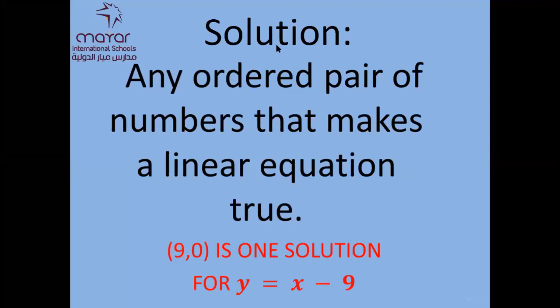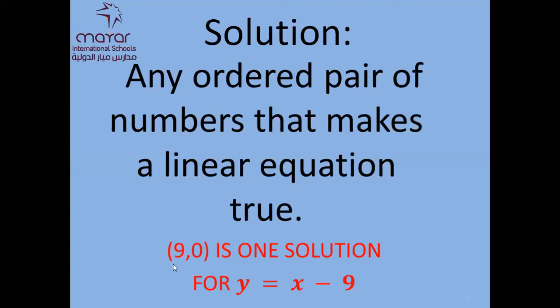The solution, and solution means the answer. The answer of the equation is any pair of numbers that make the linear equation correct, like the table. Do you remember our table? We had a lot of values for x and many values for y. Any value that you get for x and y is called a solution for that equation. So we can get a lot of solutions, not only one. Any of them which is correct is a solution for that equation.